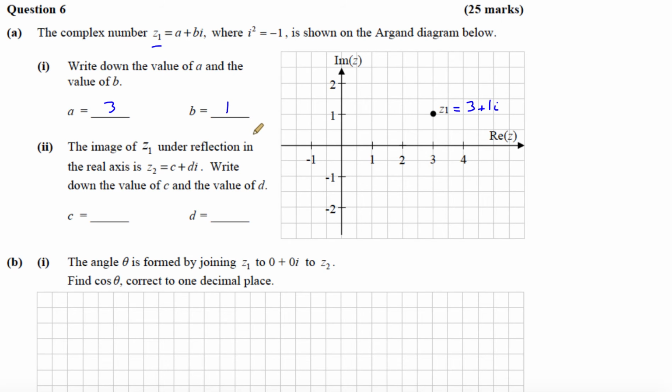Part 2 says the image of z1 under reflection in the real axis is z2 equals c plus di. Write down the value of c and the value of d. Okay, so the image of z1 under reflection in the real axis. Well, the real axis is this axis here. So if we reflect it in that axis, it means we go down 1 step and reflect it out the other side, 1, 2. So that's going to be our z2, and that is equal to 3 minus 1i. So z2, the c value is 3, and the d value is -1.